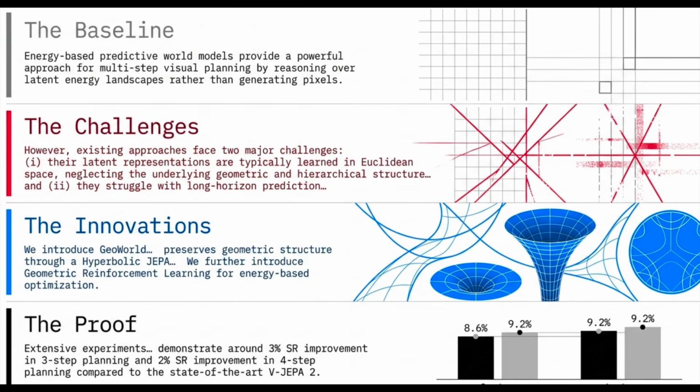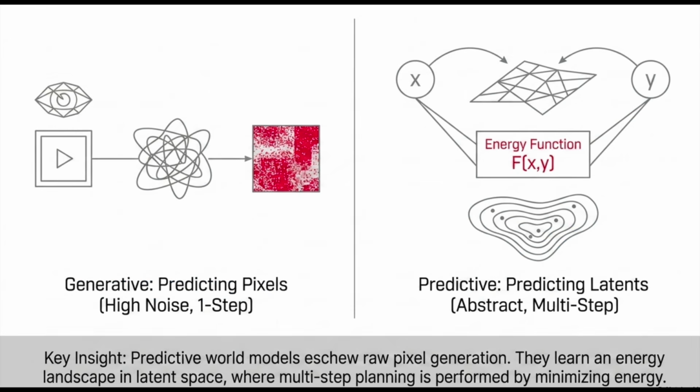But okay, if they aren't drawing the pixels to prove they know what happens next, how do you stop the AI from just being lazy? What do you mean by lazy? Like, how do you prevent it from just saying the future equals the present and predicting the exact same output for everything just to save energy? Yeah, the collapse problem. That is the big catch.